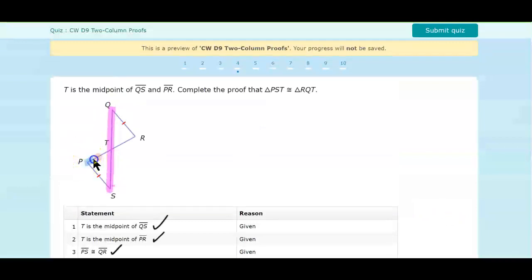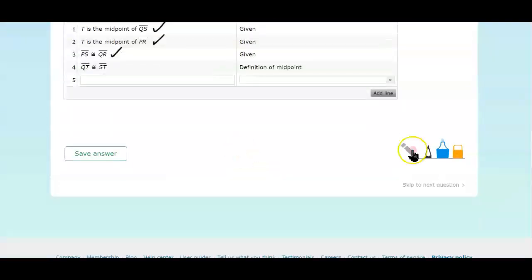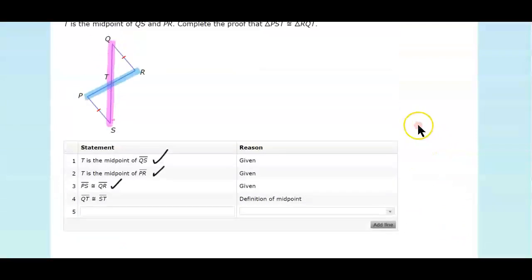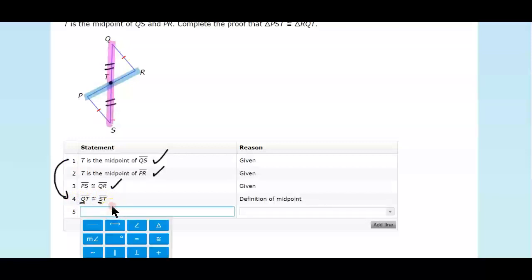PR has T as a midpoint. All right, so QT is congruent to ST because T is the midpoint of QS. T is breaking QS up into two different segments. So far we have two pieces of information.